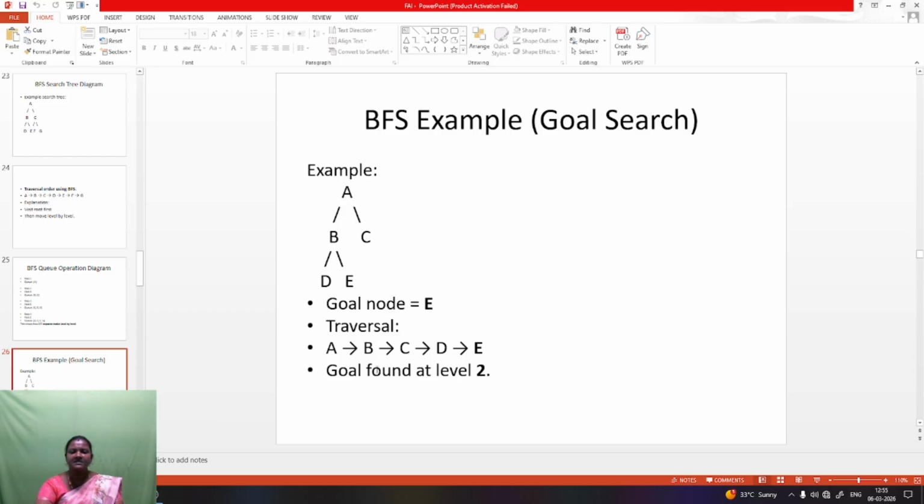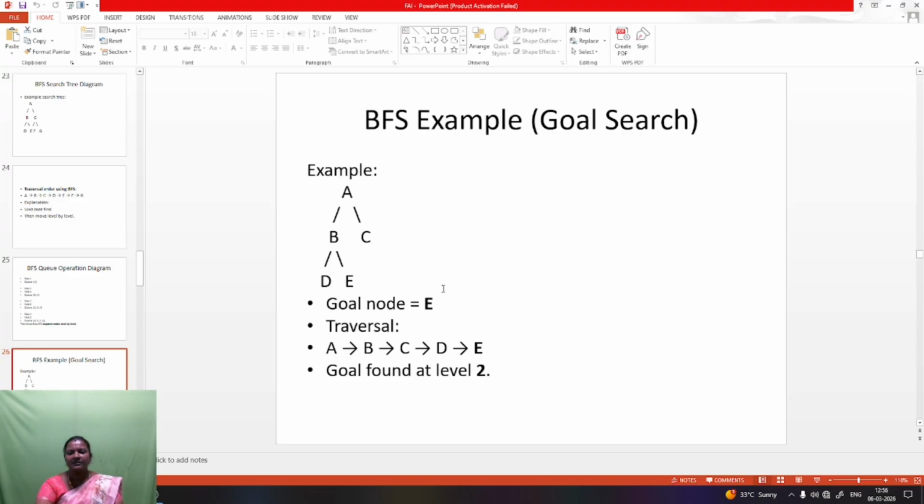The traversal path is: first we have to visit A, so we put A. First we have to visit the level 0 node. In level 0 only the parent is there, so we put A here. Then we have to visit the successors of A, that is B and C, so here we put B and C. Then we have to visit the next level nodes, the children of B, that is D and E. So here we put D and E.